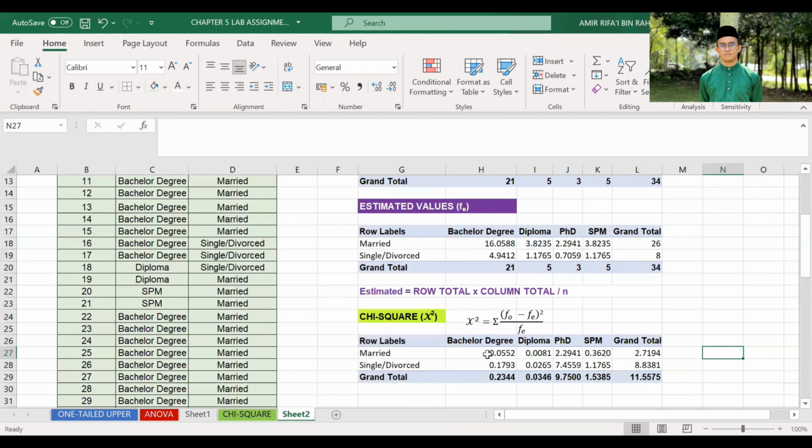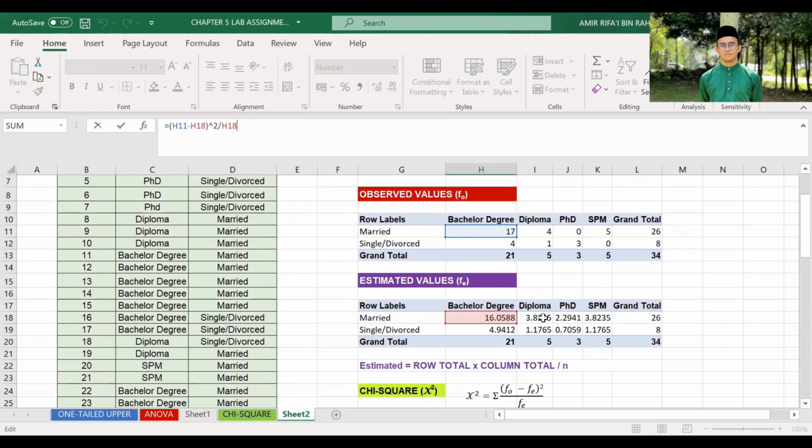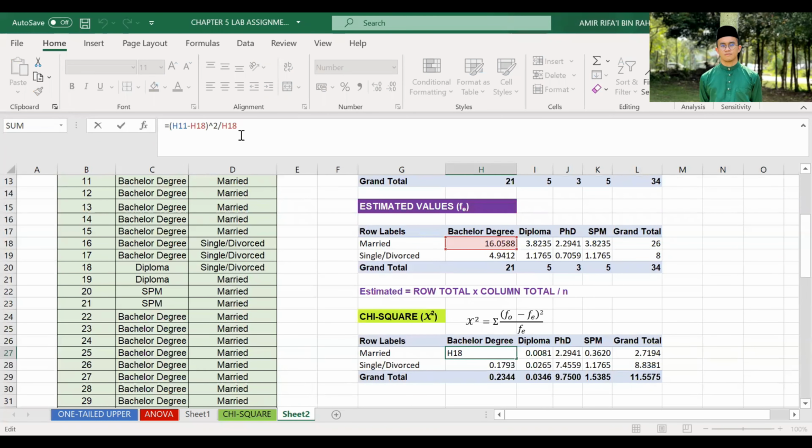For the chi-square, equal open bracket, then select observed value for bachelor degree merit minus estimated value for bachelor degree merit. Close bracket and caret 2, divided by estimated value of bachelor degree merit. Then double click and drag to the right. For the grand total merit, equal SUM and select all merit, then double click. For the grand total, just sum the grand total of merit and single or divorced.